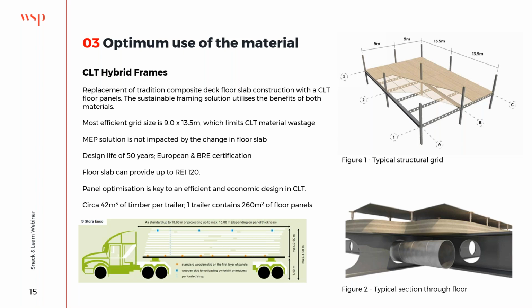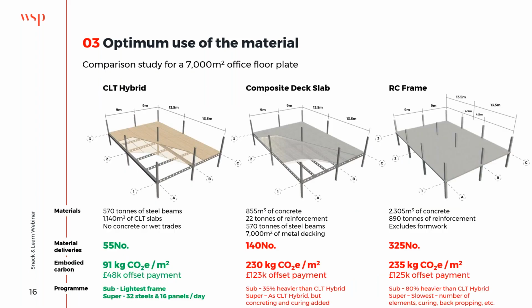So, for example, a trailer can transport circa 260 square meters of floor panels if they were 160 thick. So, how we've been doing this in terms of our option studies at stage 1 and stage 2 is reviewing the construction type against more traditional types of solutions, and understanding and promoting the fact that yes, the CLT might be more expensive than the composite deck solution.